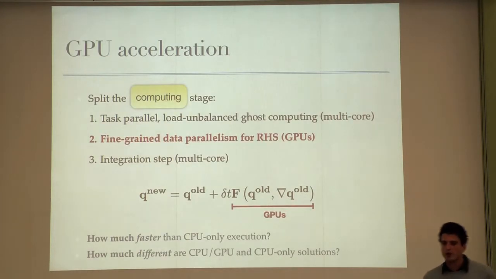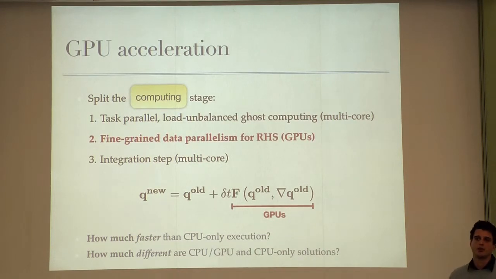So what we did for GPU acceleration was just to take the computing step. As we saw, the computing step consisted of three individual substeps. The first one is to reconstruct the ghosts. The ghosts are kind of difficult to reconstruct, or more than difficult, they are irregular, so they don't map very well on the GPU. Then once the ghosts are reconstructed, we can evaluate the right-hand side inside, and this is very parallel, very homogeneous as well. So we can port this to the GPU and then perform an integration step on the CPU.